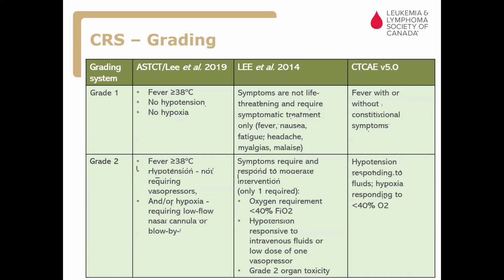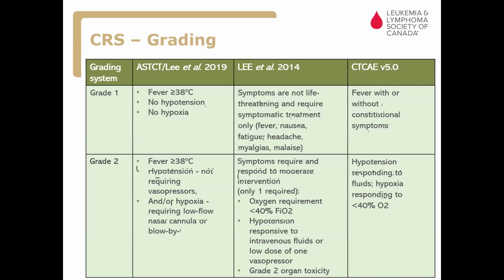So this is the American Society for Transplantation and Cellular Therapy. For grade 1 CRS, grade 1 includes a fever, so a temperature of over 38 degrees Celsius. It's important to know that grade 1 does not include hypotension or low blood pressure, or hypoxia or decreased oxygen saturation. So whenever I think of grade 1 CRS, it's an isolated fever or isolated temperature above 38 degrees.